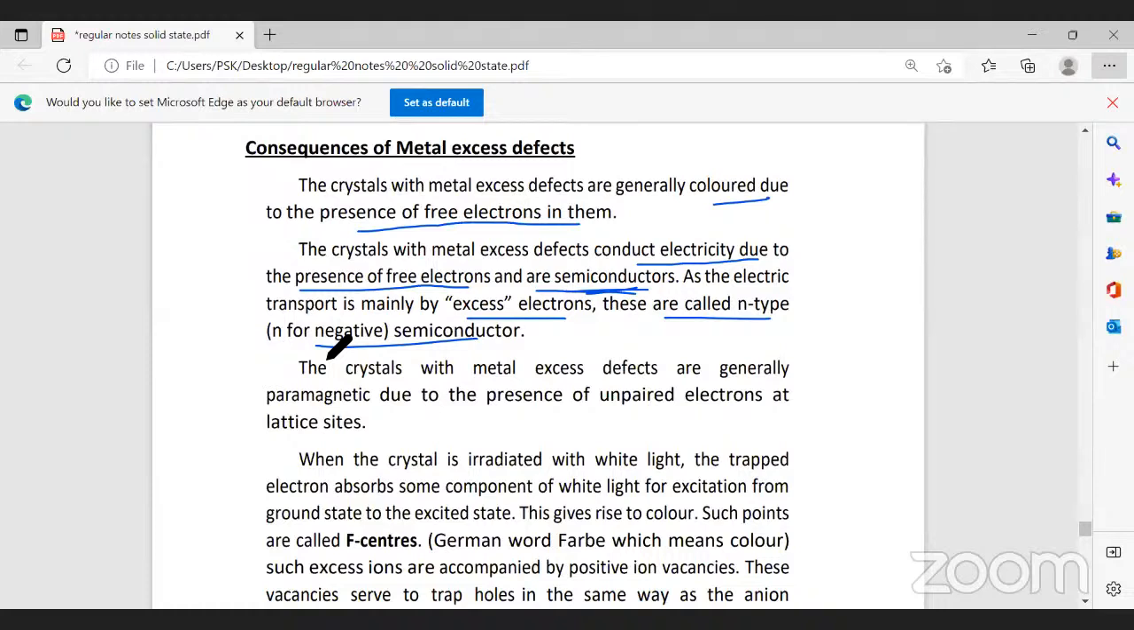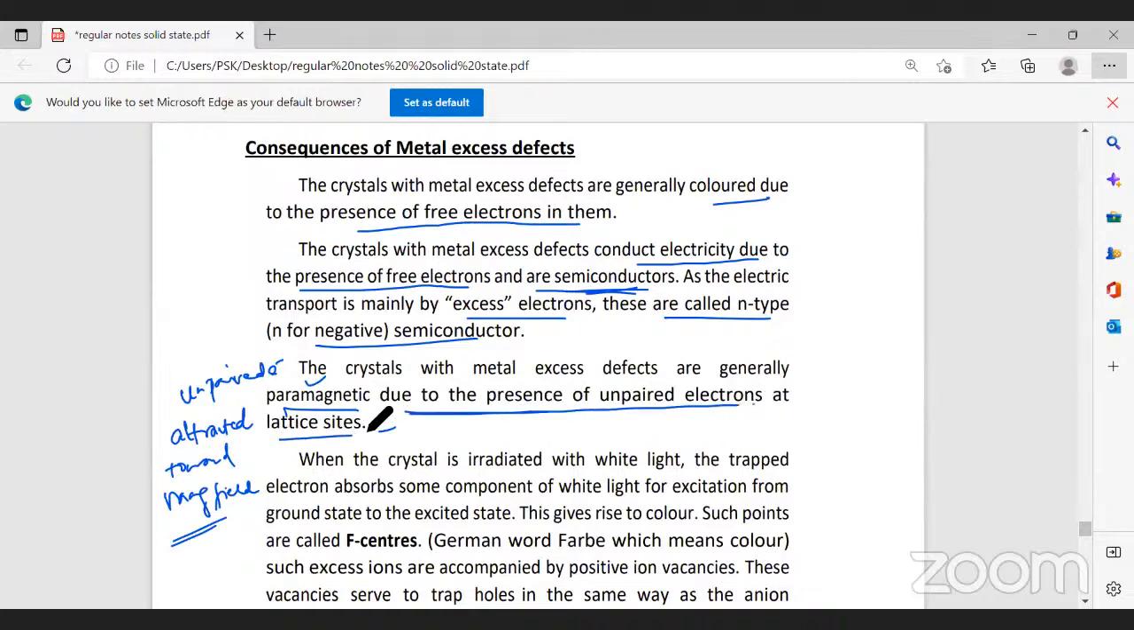Crystals with metal excess defects are generally paramagnetic. Paramagnetic means they will have unpaired electrons. They will be attracted towards the magnetic field. That's why it is called paramagnetic. We will learn the magnetic properties of crystals in the next class, that is tomorrow. Here the answer is given: due to the presence of unpaired electrons at the lattice sites.